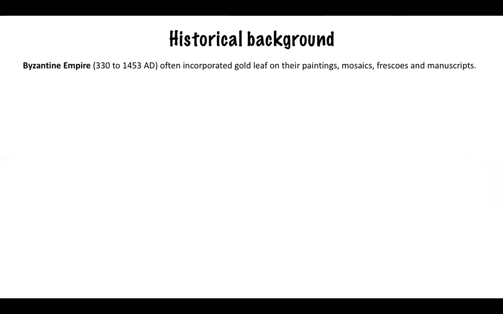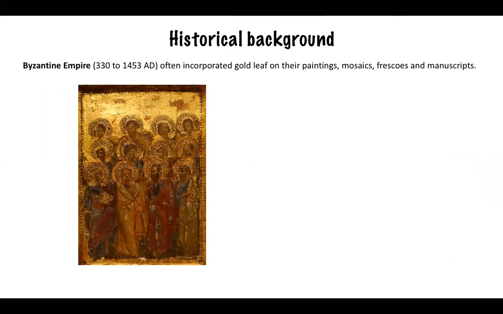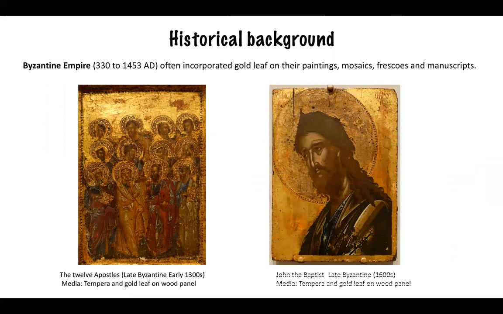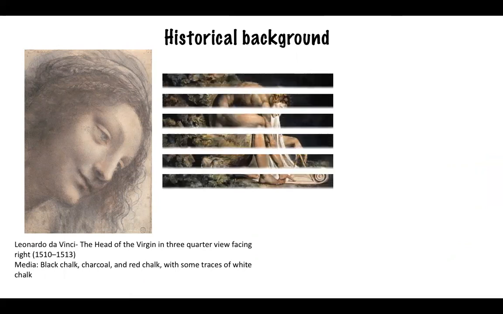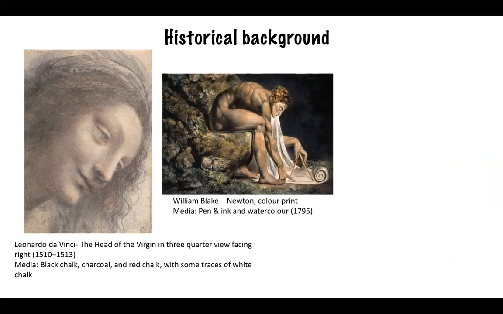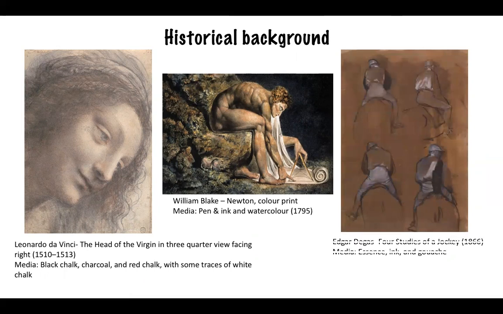The practice of combining different types of media to create an artwork dates back to antiquity. Artists from the Byzantine Empire, 330 to 1453 AD, often incorporated gold leaf on their paintings, mosaics, frescoes, and manuscripts. During the Renaissance, Leonardo da Vinci mixed pastels with other drawing media. William Blake used watercolour washes in his prints, and Edgar Degas combined pastels with charcoal and printing inks.